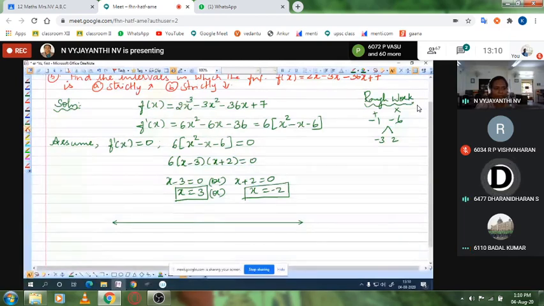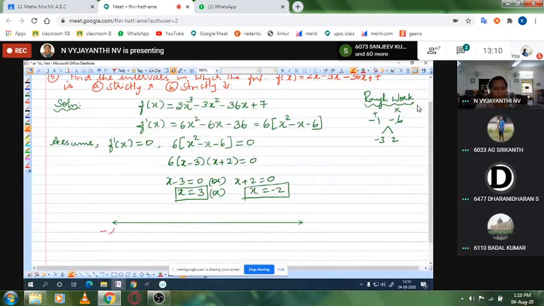Tell me how to split the interval from minus infinity. Minus infinity to minus 2, minus 2 to 3, and 3 to infinity.